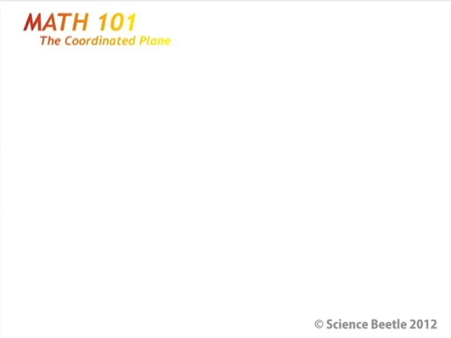Today we're going to be covering the coordinate plane. When we talk about the coordinate plane, we're talking about essentially two dimensions, the x and the y dimensions. The x is going to be on the x-axis, and the y is going to be on the y-axis.